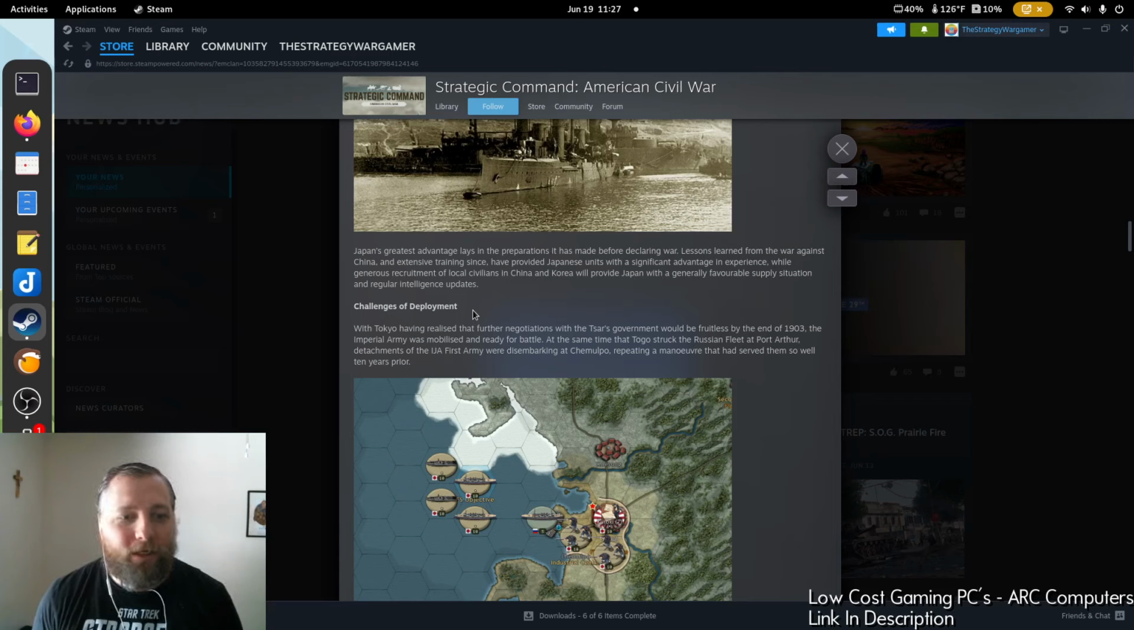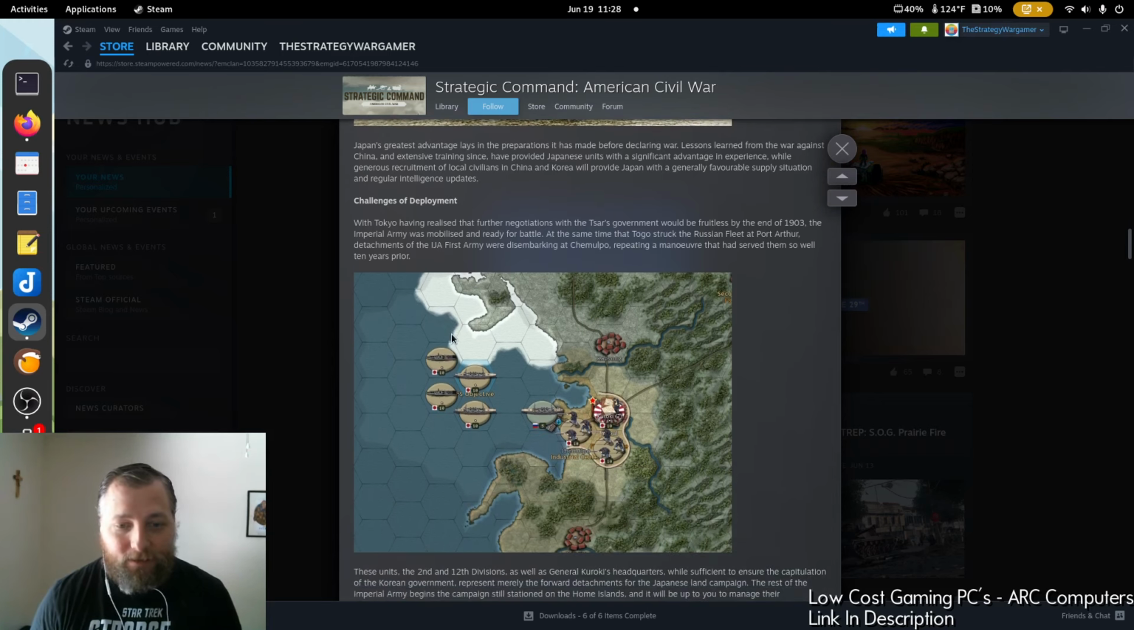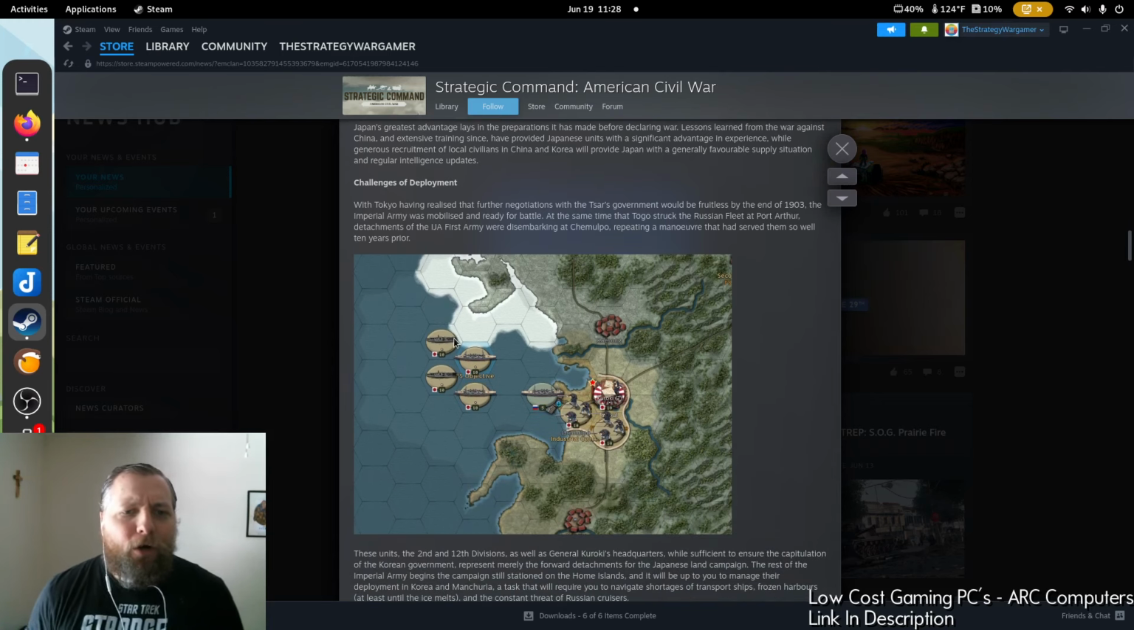Japan's greatest advantage lies in the preparation it has made before declaring war. Lessons learned from the war against China and the extensive training since have provided Japanese units with a significant advantage in experience, while generous recruitment of local civilians in China and Korea will provide Japan with a generally favorable supply situation. Regular intelligence updates like this. With Tokyo having realized that further negotiation with the Tsar's government would be fruitless, by the end of 1903, the Imperial Army was mobilized and ready for battle.